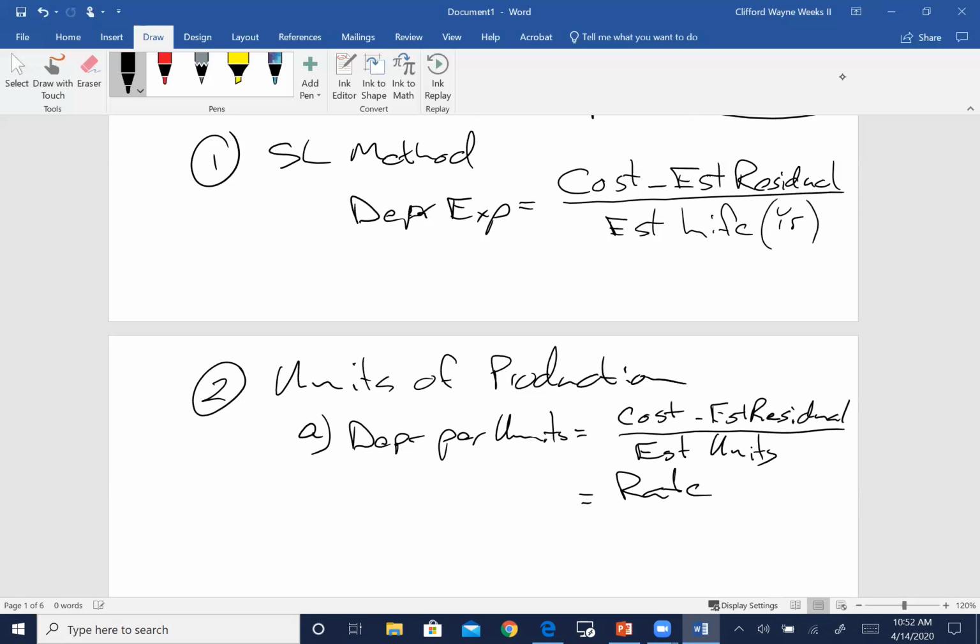Then the second step, to calculate the depreciation expense, we're going to have to take that rate and multiply it times the actual units.